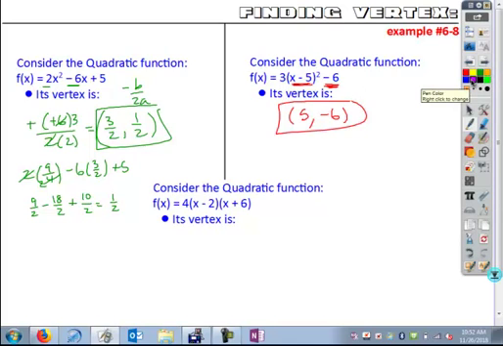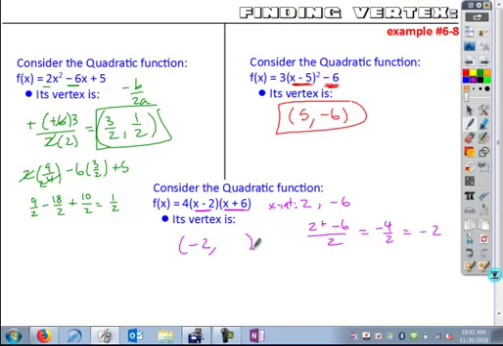Okay, and then the final example here, if you're given this factored form or the intercept form, the way that you can find the vertex is you take the average of the x-intercepts. So my x-intercepts fall at the values of x that make each of these factors equal to 0. So that would be a 2 and a negative 6. So those are my x-intercepts. So if I take the average of those, so 2 plus a negative 6 divided by 2 gives me negative 4 over 2, or negative 2.